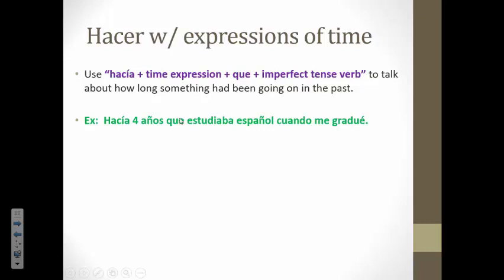Look at this example. Okay, we've got hacía 4 años, there's my time expression, que estudiaba, there's my imperfect tense verb, español cuando me gradué. I had been studying Spanish for 4 years when I graduated. Okay, write that down on your note guide.